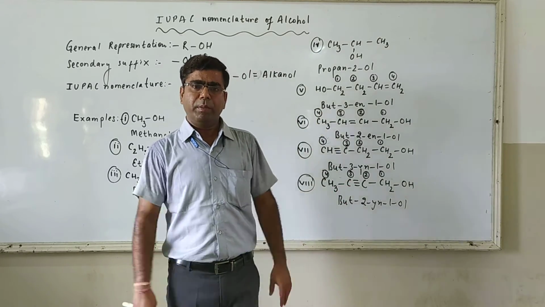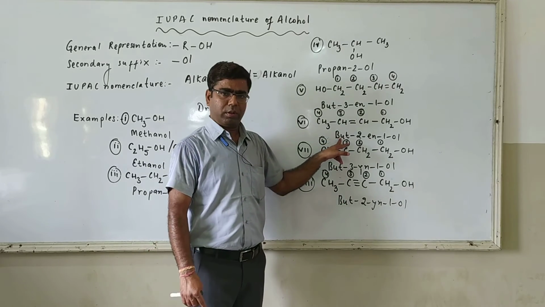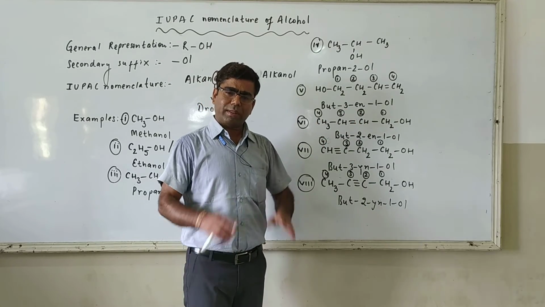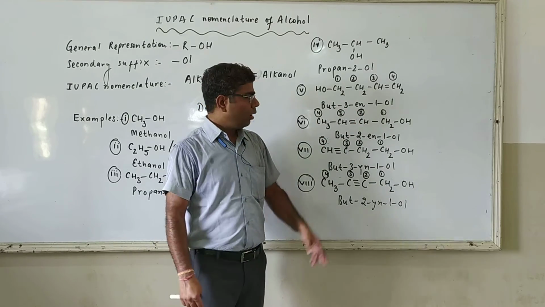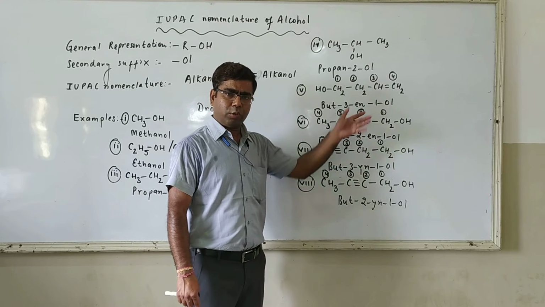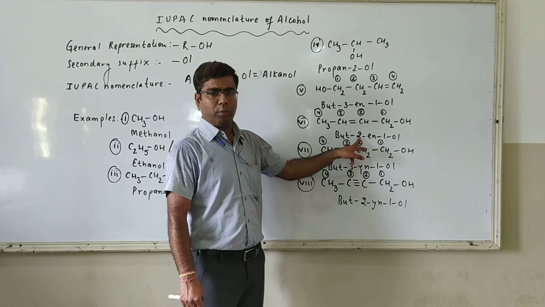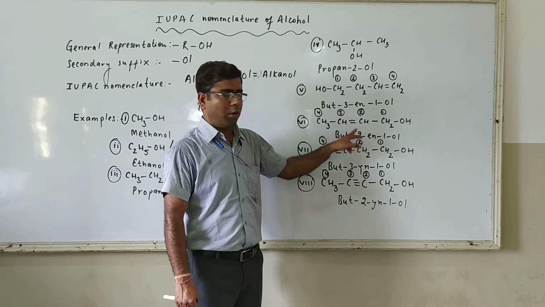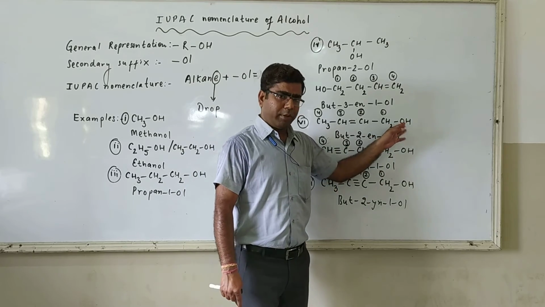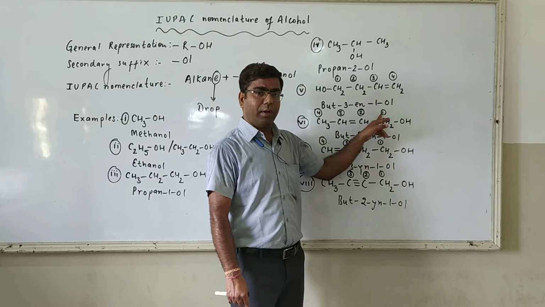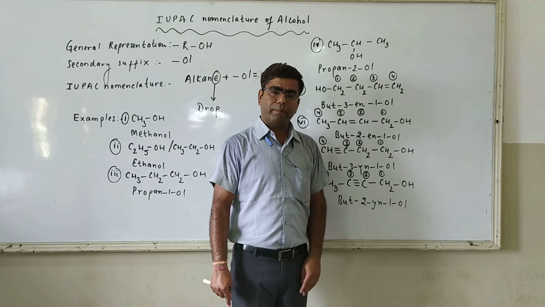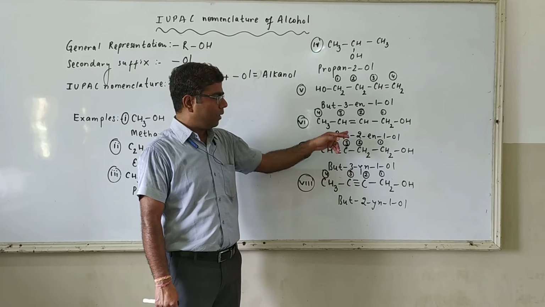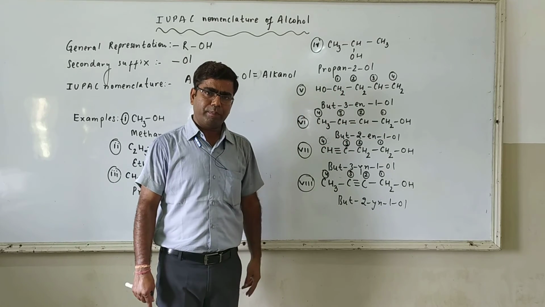4 carbons, so the word root used is "but". The double bond is there between carbon number 2 and carbon number 3. So assign the position to the double bond. Use the lowest number between 2 and 3. 2 is lowest, so it will be 2. Then "en" is the primary suffix for the double bond, then we have the OH group with the position. OH is there on carbon number 1, so it will be 1-ol. So compound number 6 is but-2-en-1-ol.